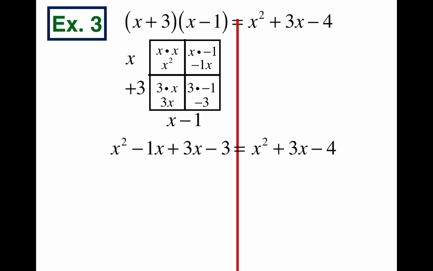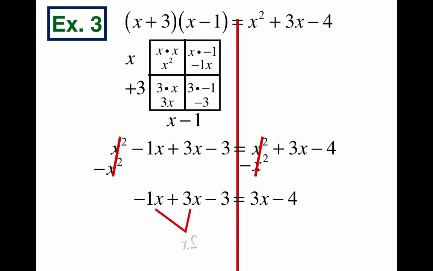We're ready. First thing I like to do is get rid of the x squared because they're going to cancel out on both sides. I like that. That's nice. Makes it a little simpler. We still have negative 1x plus 3x minus 3 equals 3x minus 4. We got to write all this out. I'm going to combine my x's. Negative 1 plus 3 is 2. So 2x minus 3 equals 3x minus 4.